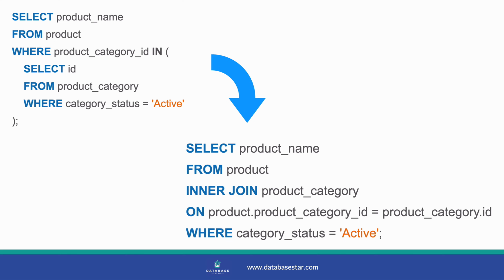We could write this query as one that joins these two tables without a subquery. Here's what it would look like. We can see the product table is joined to the category table, and categories are filtered on their active status. This will give us the same results. There is no need to write a subquery to get the results in this example.